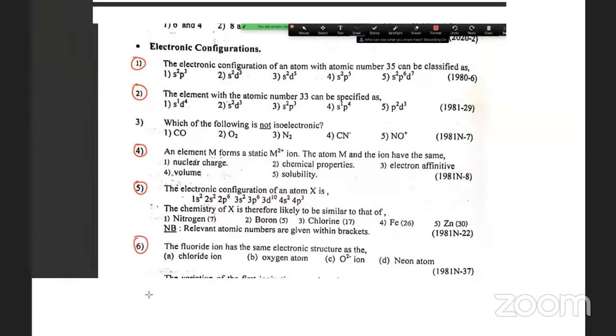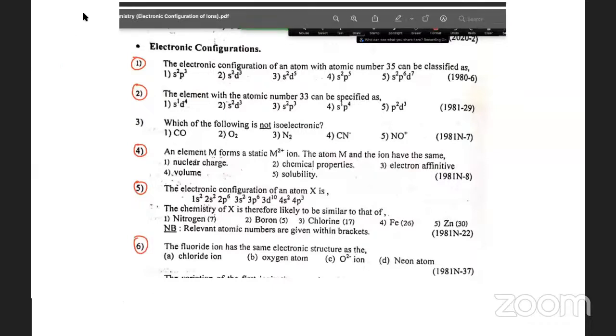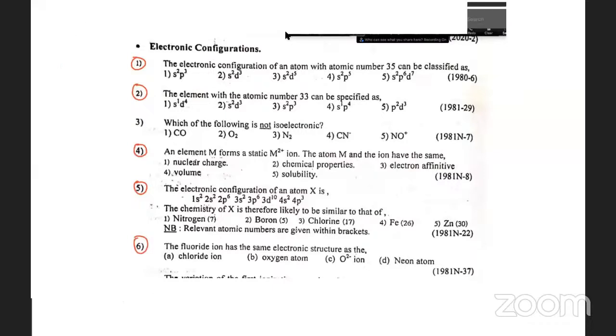Relatively older questions, but must be quick practice. So let's see. How many of you attempted these questions? Can I see a raise of hands? Good. Right then, first part. The electronic configuration of an atom with atomic number 35 can be classified as.